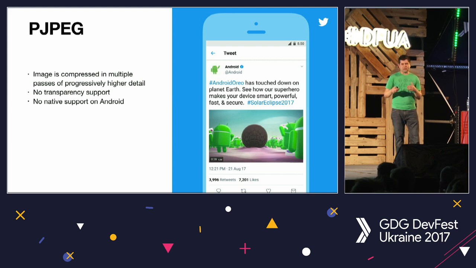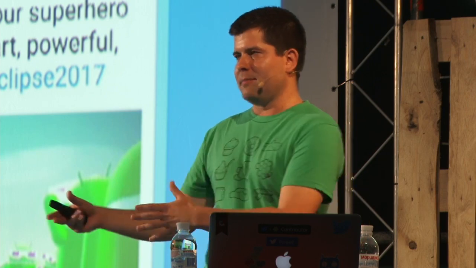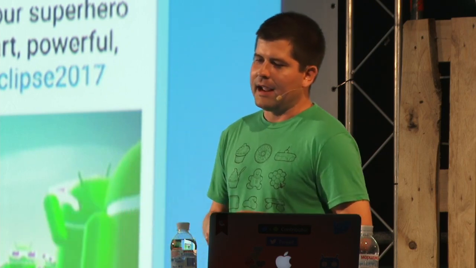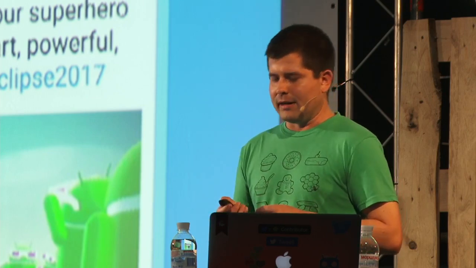So what we did is transparency detection on the image. We looked to see, does it have an alpha channel? And even if it had an alpha channel, we checked every pixel to see if every pixel had an alpha channel. And if there was no alpha channel defined, we would just make it a progressive JPEG. Otherwise, we leave things as a PNG. And the other thing was there's just no native support on Android.